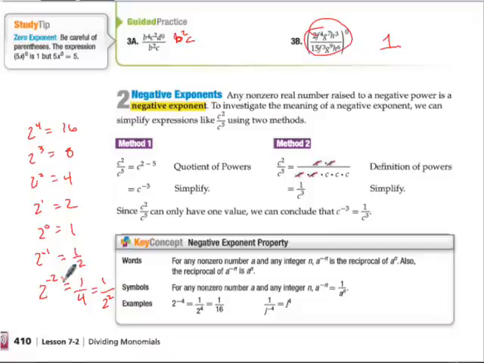So what happens when we have a negative exponent is it moves to the other side of the fraction, okay, and keeps the same power. So, for example, 2 to the negative 4th is 1 over 2 to the 4th, which is 1/16. 1 over j to the negative 4th, now it moves up to the top, is j to the 4th. So when it has a negative exponent, it moves to the other side of the fraction.